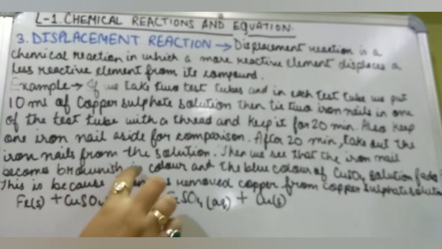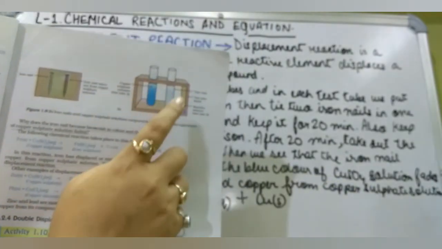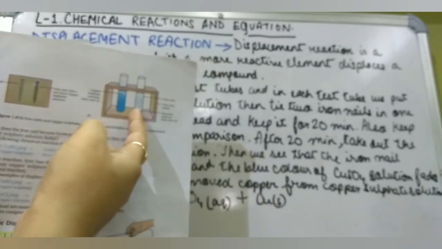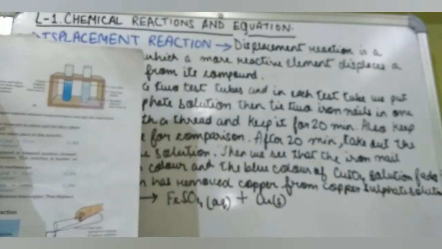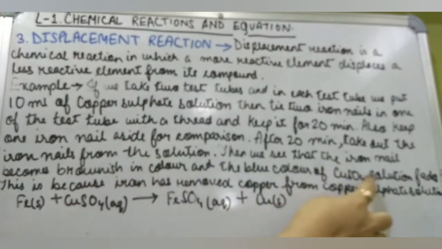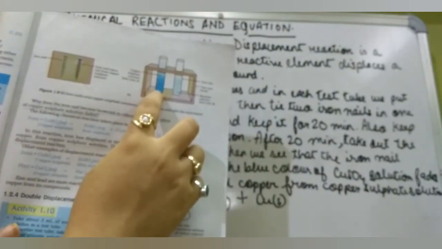After the iron nail becomes brown, we will see in the 2 test tubes that we have taken before that one test tube is blue in color and the other is a faded color. Why has this happened? Because this iron nail has taken the color of the copper sulfate solution. So the iron nail has become brown and the blue color of the copper sulfate has faded. Now this color is blue and this color is faded.